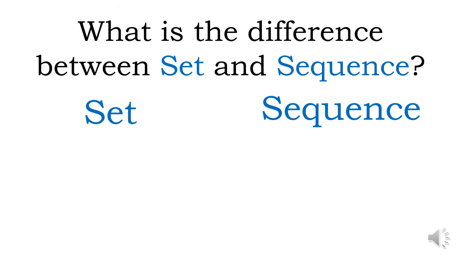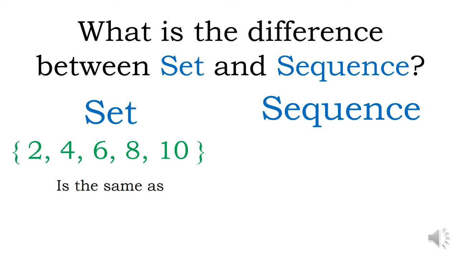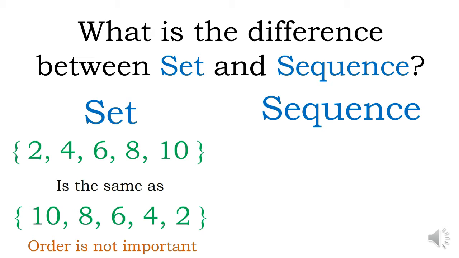Another difference between a set and a sequence is the ordering of the elements. In a set, for instance, you have the set whose elements are 2, 4, 6, 8, and 10. This is just the same as the set with the elements 10, 8, 6, 4, 2 because the order is not important. Notice that even if you change the order of the elements in your set, this will not be considered another set.